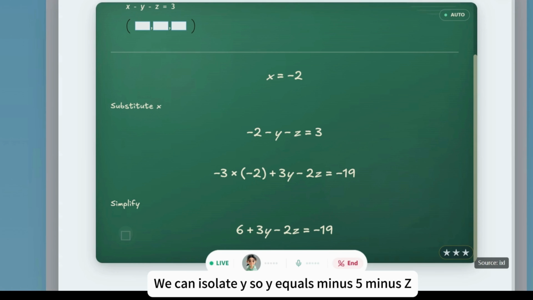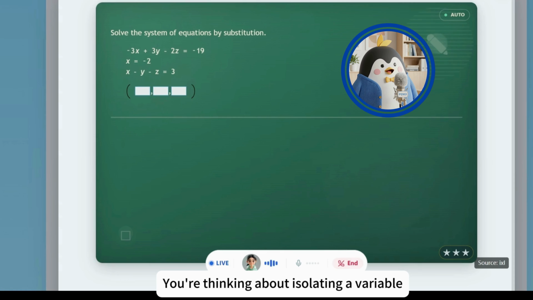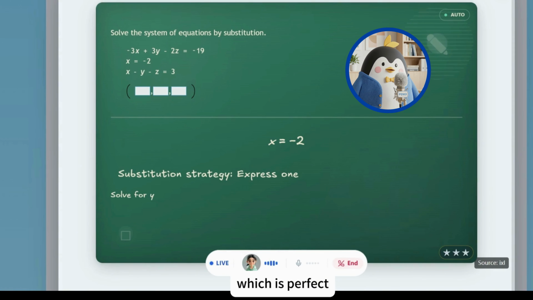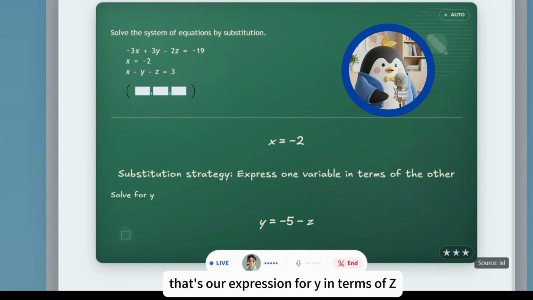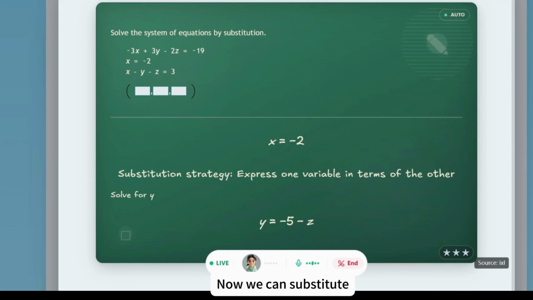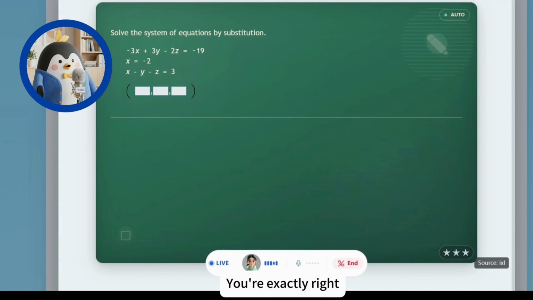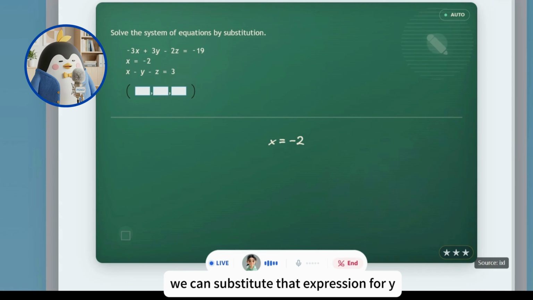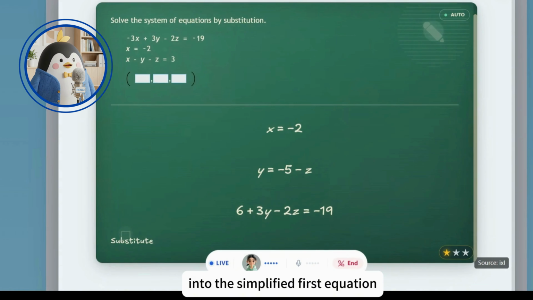We can isolate y, so y equals -5 minus z. You're thinking about isolating a variable, which is perfect. That's our expression for y in terms of z. So now that we have that, what should we do next? Now we can substitute y back into 6 plus 3y minus 2z equals -19. You're exactly right. We can substitute that expression for y into the simplified first equation.